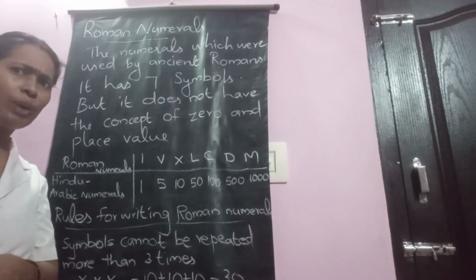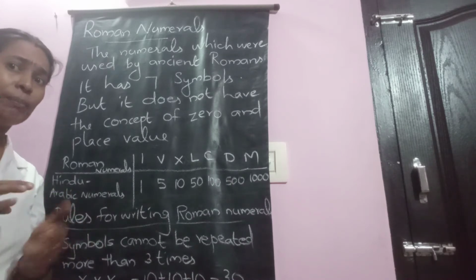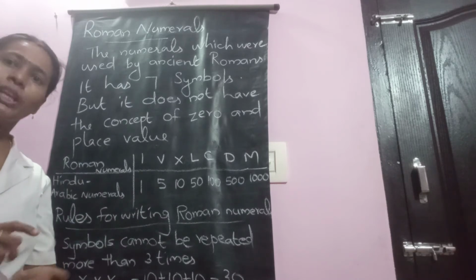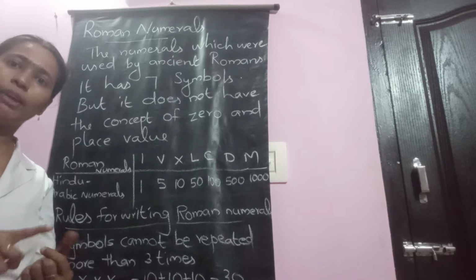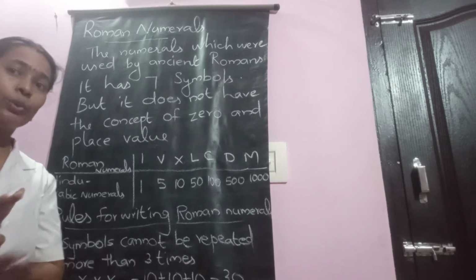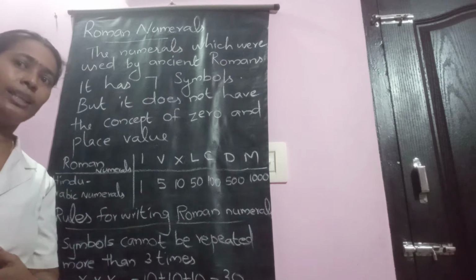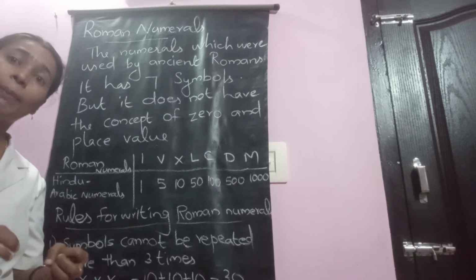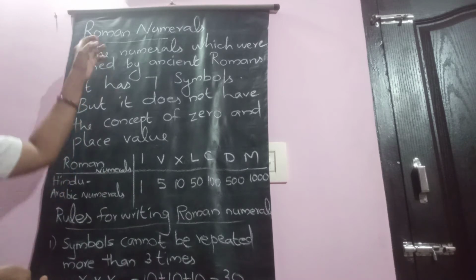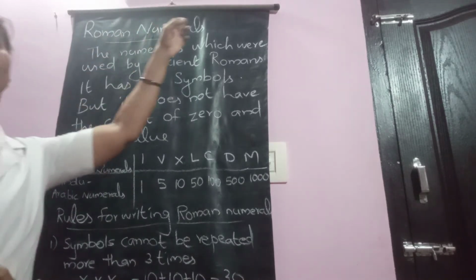And what are Hindu-Arabic numerals? We need some base. They are called symbols or digits. What are they? 0, 1, 2, 3, 4, 5, 6, 7, 8, 9. Using these 10 digits, we can form any number we like. Isn't it? But today we are going to study about Roman numerals.